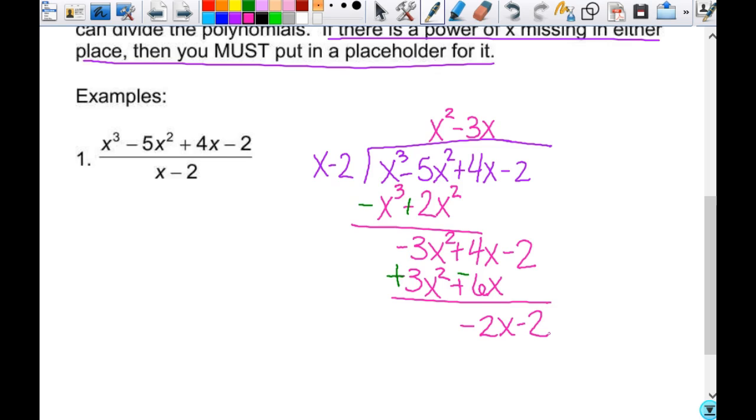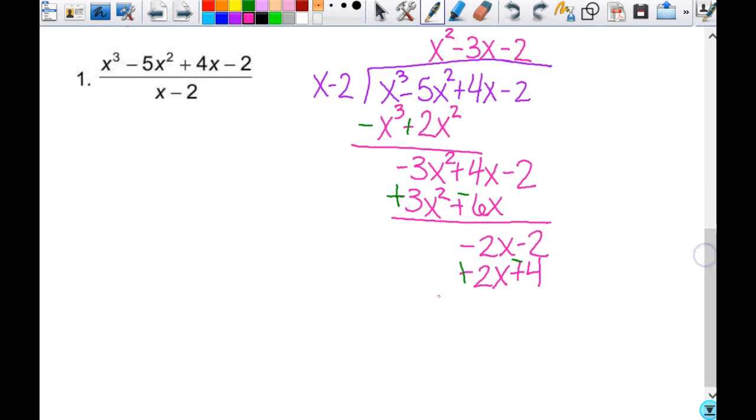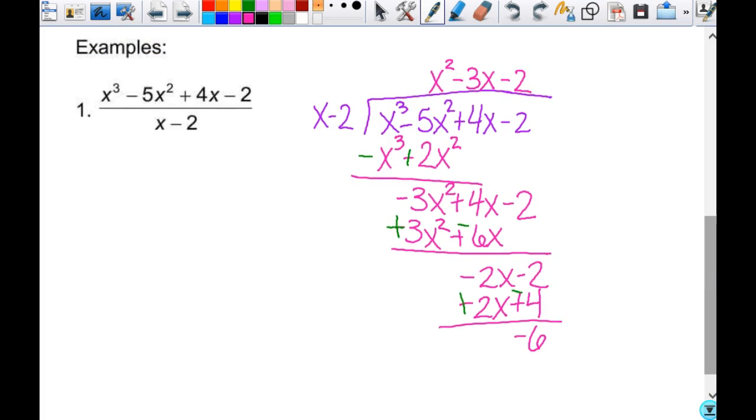X goes into negative 2x. How many times? Negative 2. So negative 2 times x, negative 2x plus 4. So then again, this becomes positive, this becomes negative. So then that's going to give me a negative 6. Right? Then I can't divide anymore, right? This is my what? Remainder. So I come up here, and that would be minus 6 over x minus 2.